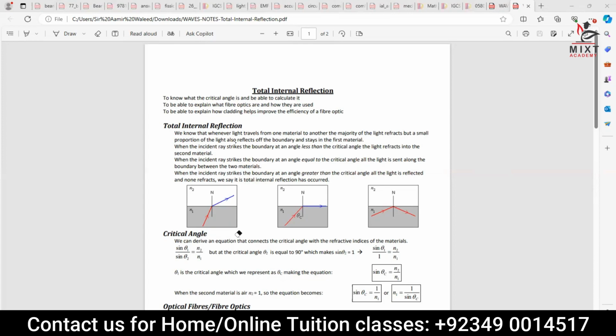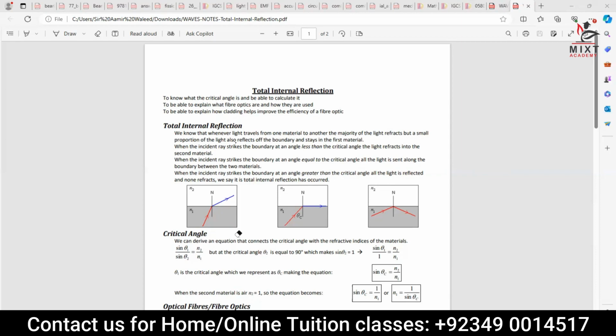Total internal reflection especially occurs, or you can say a special condition for it, when light goes from a denser to a rarer medium. Only and only this will occur when light goes from a denser to a rarer medium. Otherwise, there is nothing like total internal reflection. We will see in detail what is a denser medium and what is a rarer medium. I will give you special notes on that. So that is the first condition.